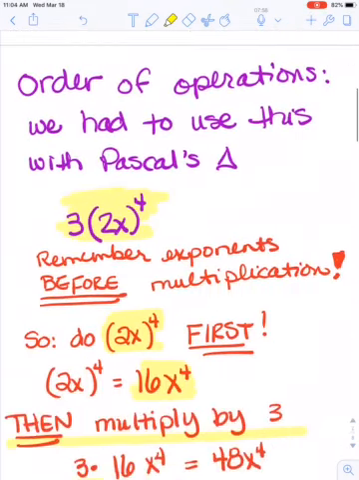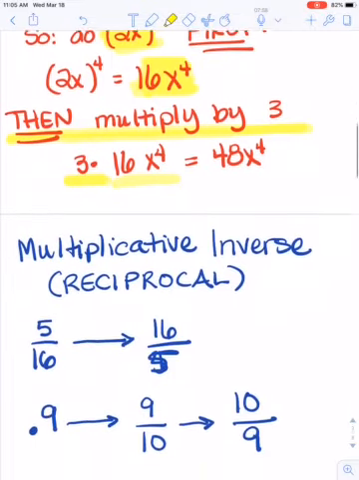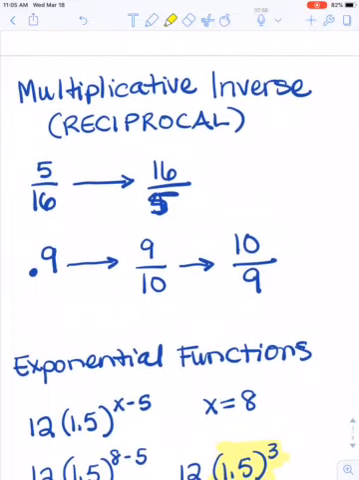Just that's going to be important, because as we're setting up some exponential functions, you're going to have some problems that look similar to this, and if you don't do order of operations, your numbers are going to be thrown off.